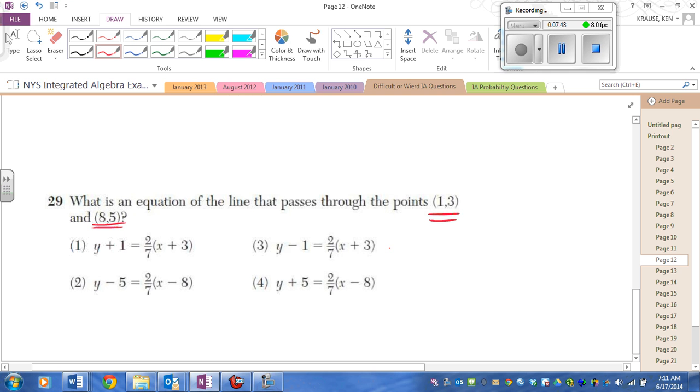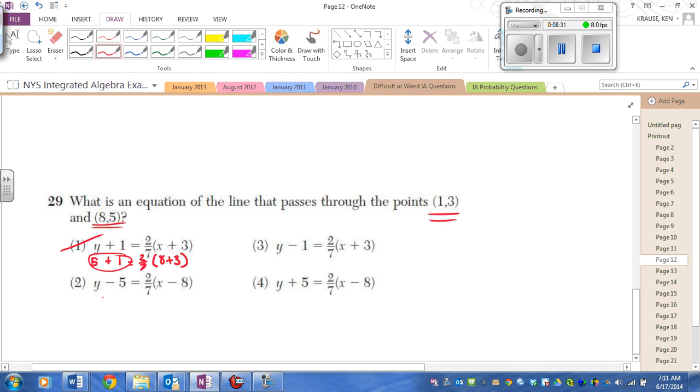So let's see here. Here I'm going to do 8. Oh, that was a big mistake already. Because the x is 5, so I'll do 5 plus 1 equals 2 over 7, 8 plus 3. Well, 8 plus 3 is 11. And if I do 2 7ths times 11, I get 3.14, which is not going to equal 6. So that doesn't make any sense. So that can't be it.